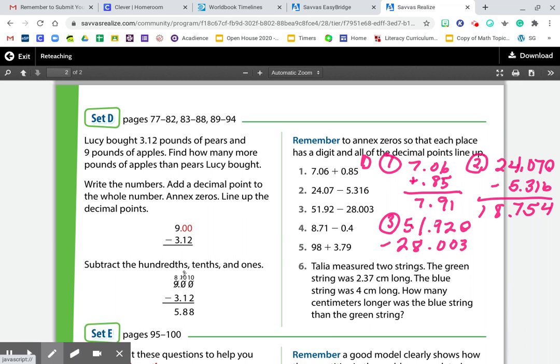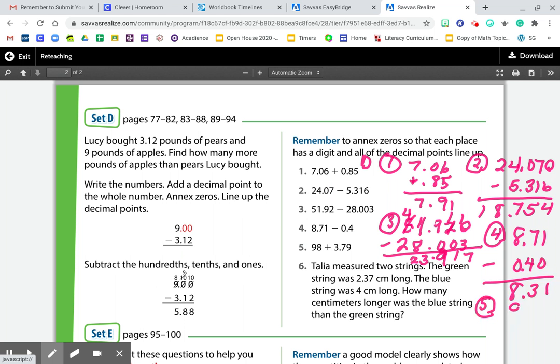And we are subtracting. We're going to regroup. $9.17. I have to regroup. 23.9. It's supposed to be a 9 there. 17. And then the last one, or no, number 4. 8.71 minus 0.4, annex a 0. Funny how some of them are so fast and other ones take a lot of work.